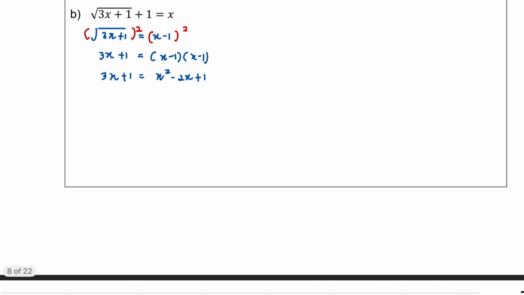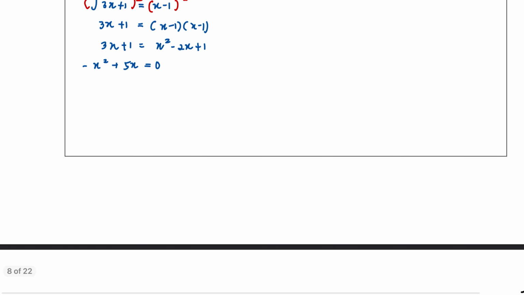So let's rearrange everything. Put everything at left hand side. So we have negative x square plus 5x equal to 0. Settle. And then kita factorize. So factorize x. So tinggal negative x plus 5 equal to 0. So x kita is equal to 0 or 5. Okay, so kita ambil ni, kita buat equal to 0. Kita ambil ni, kita buat equal to 0. Kita dapat dua jawapan lah.